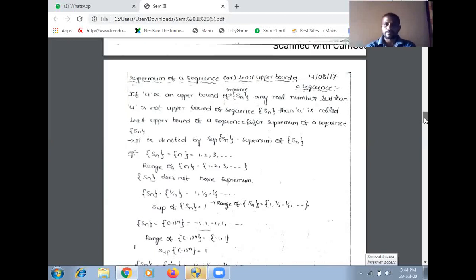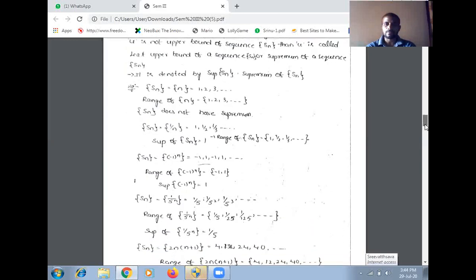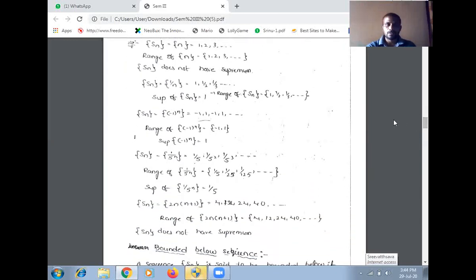So another example here. Supremum of Sn equal to 1 by 5 to the power of n. Give the values for n equal to 1, 2, 3, 4. We get here 1 by 5, 1 by 5 square, 1 by 5 cube. That means 1 by 5 square means 1 by 25. So what is this sequence? It is a decreasing sequence.